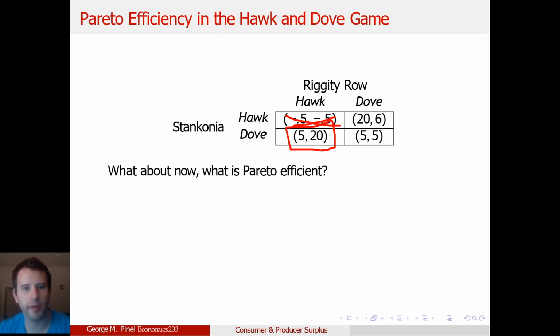Okay. What about this one here? Dove. If I go from dove to hawk dove, basically, I increase Stankonia's payout. I also increase Riggedy Row's payout. So I can make Stankonia better without harming Riggedy Row. I can make both of them better, in fact. Okay, so this one cannot be Pareto efficient anymore.